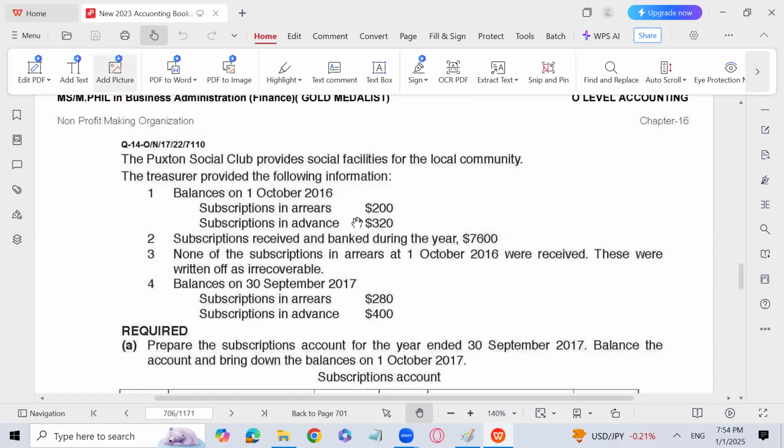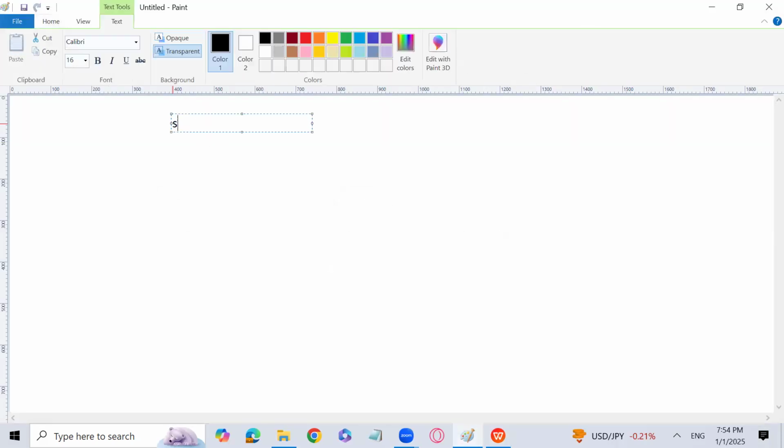So all the subscription which was supposed to be received from the previous year, the 200, has become irrecoverable debts. Balance on 30th September: subscription in arrears 280 and advance 400, and we have to prepare the subscription account first. So let me prepare the subscription account for you, which is quite simple to prepare.